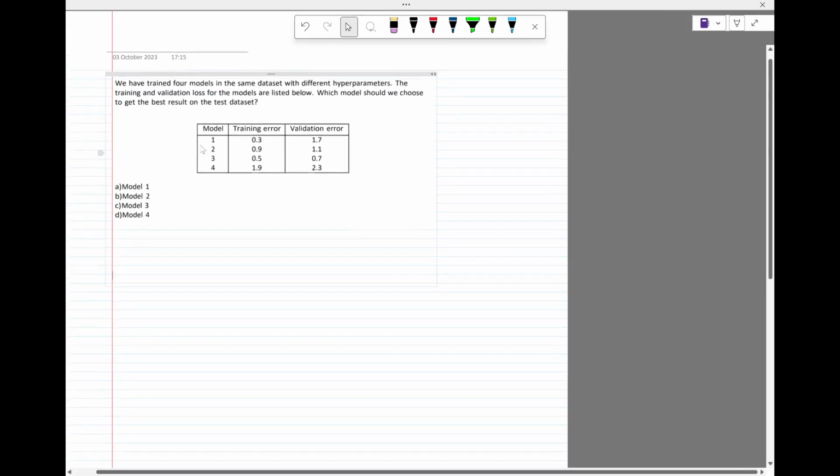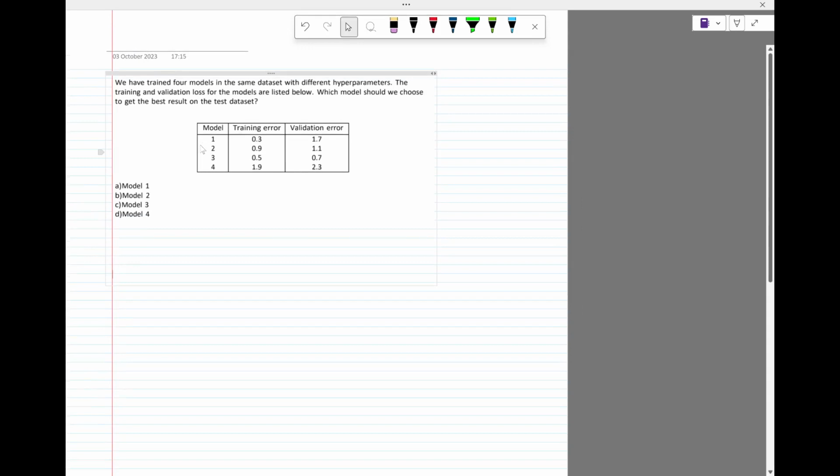So let's look at this question. We have trained four models in the same dataset with different hyperparameters. The training and validation loss for the models are listed below. Which model should we choose to get the best result on the test dataset? So four different models you are training on the same dataset with different hyperparameters.